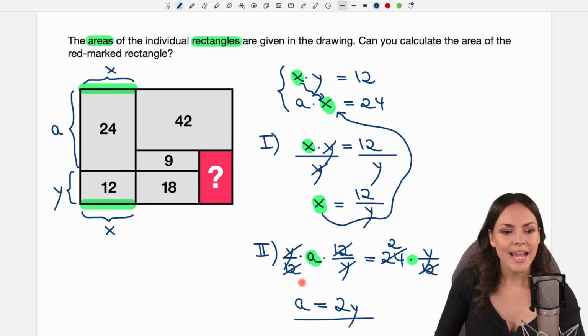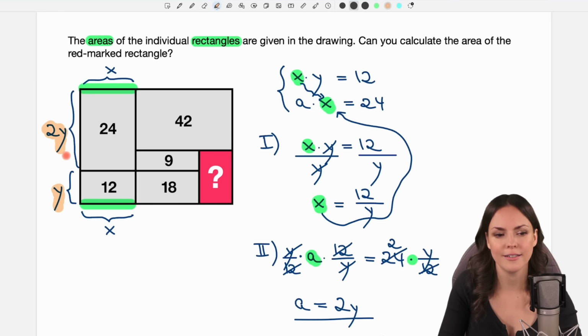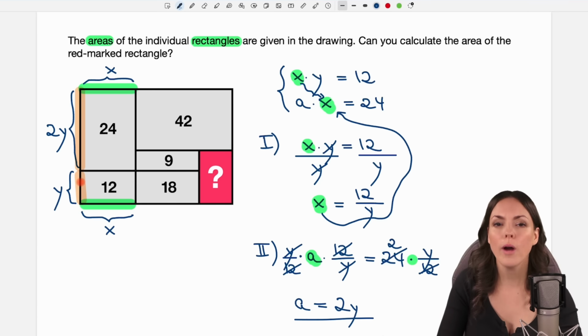So instead of a, we can write 2y. And if we compare the lengths of these two sides now, we have length y here and 2y here. So the length of this side is twice the length of this side. Could we have seen this way faster than doing all these calculations here?